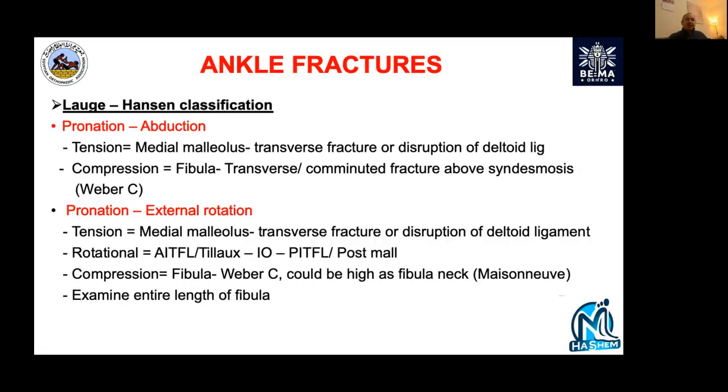So the tension will be on the medial side, compression on the lateral side, and rotational failure will be in the syndesmosis. So the medial side fails, again, in either avulsion of the medial mal or rupture of the deltoid. The rotational element, because it's still external rotation, will fail sequentially between anterior inferior talofibular or T-low fracture, interosseous rupture, then posterior inferior talofibular or posterior mal fracture, and end with a compression over the fibula, which is causing, again, Weber C or a very high fibular neck fracture, Maisonneuve. Remember that with any pronation external rotation, you need to examine the whole fibula because it's not uncommon to have the injury at the proximal fibula or fibular neck.